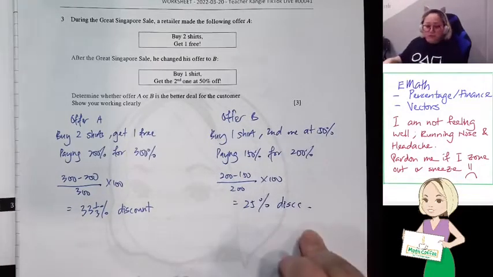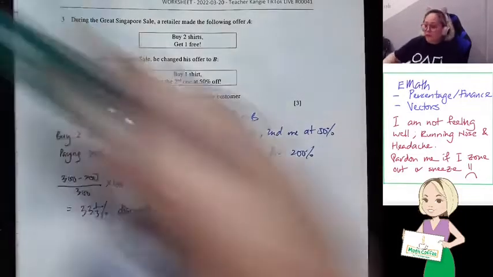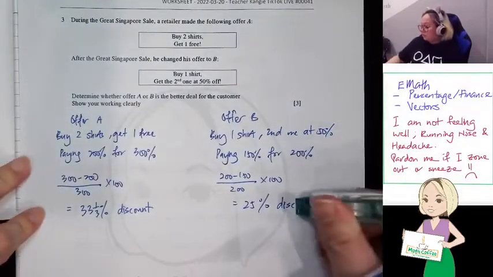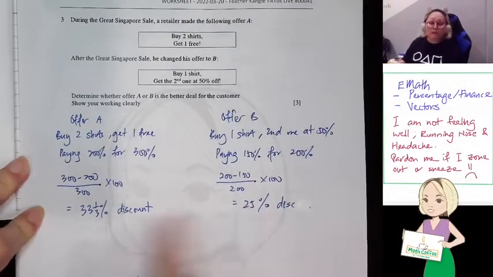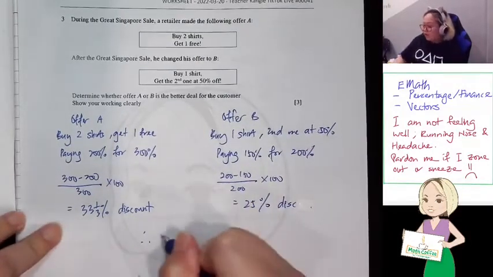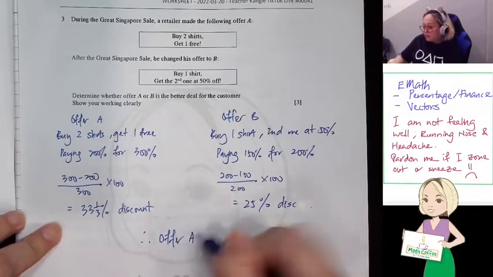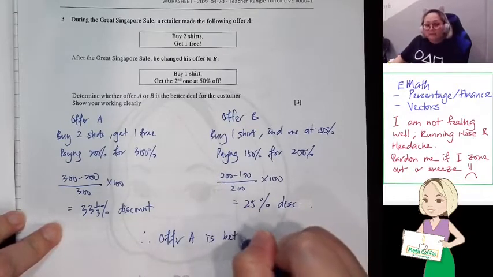So by looking at this, you can see that offer A is better because it has higher discount, more discount, right? If you compare these two, you will say, oh, therefore offer A is better.